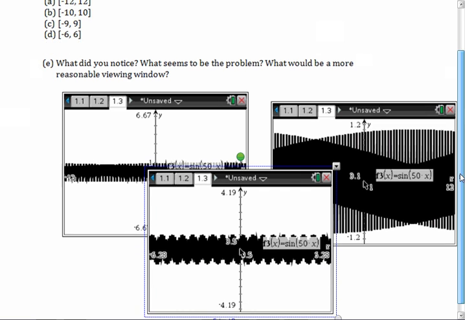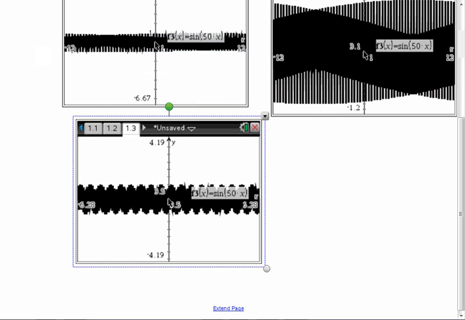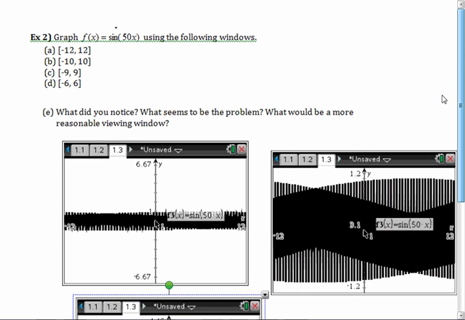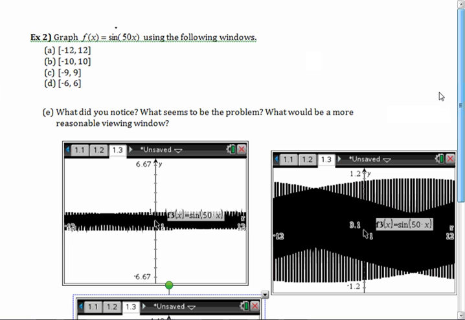Okay, what's the next one? That was trig, so that'll be the 6 to 6. What are we going to do? This isn't working, is it? Do you remember how to find the period? Let's find the period.